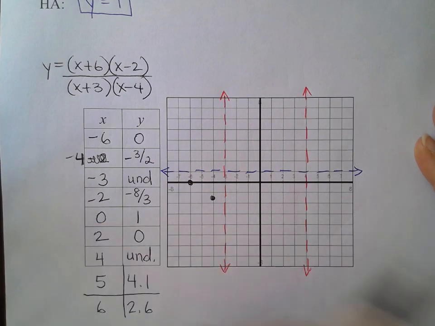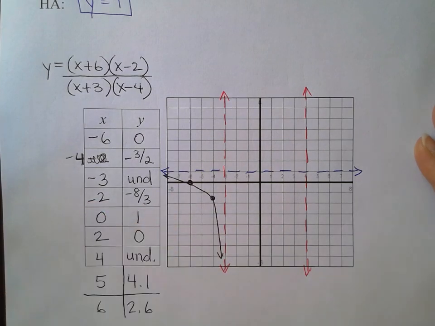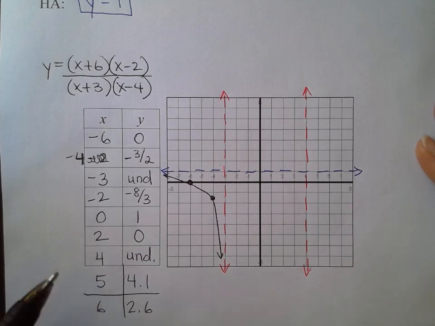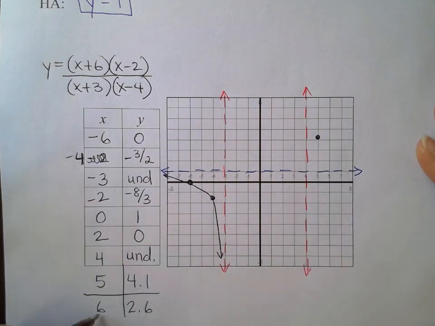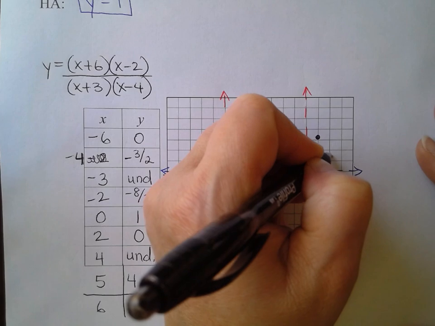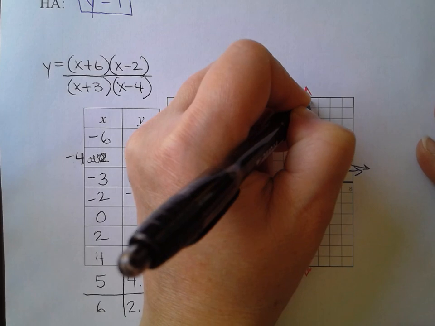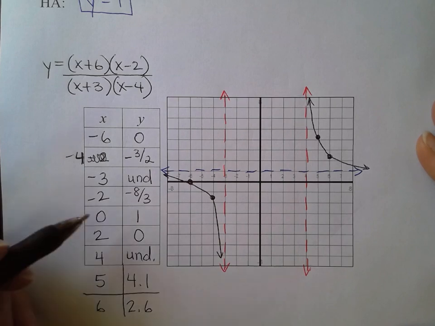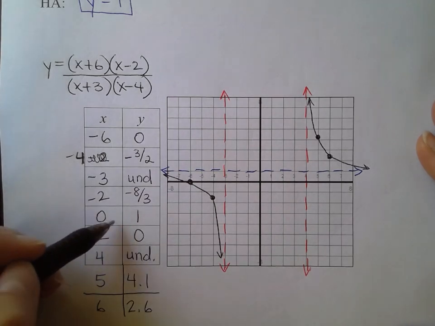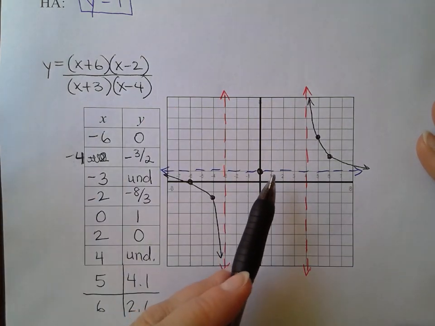Okay, it's going to approach the horizontal asymptote at the end, vertical asymptote in the middle. Let's do the right-hand side and we'll come back to the middle, okay? 5, we're at 4.1, about right there. And 6, we're at 2.6. Same thing's true. Horizontal asymptote at the end, vertical asymptote in the middle. Okay, this middle section can look any kind of way, so you do have to be careful. We know that we have a point at 0, 1. So this graph does cross its horizontal asymptote here in the middle, and that's okay.